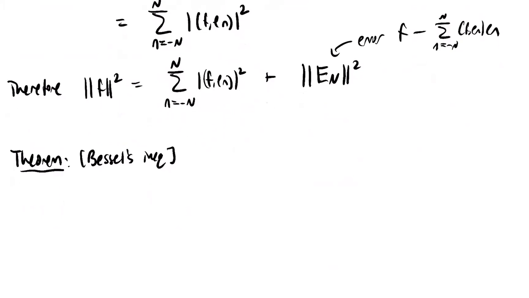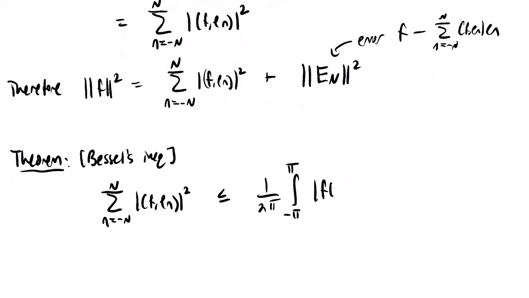And so the theorem is the following. If I look at the sum from n equals minus N to N of my Fourier coefficients squared, this is less than or equal to the L2 norm of f, 1 over 2 pi integral from minus pi to pi of the complex absolute value of f squared, right? This just follows from the fact that this term is bigger than or equal to the sum. Like if you have a sum of two positive numbers, it's always bigger than or equal to one of the two, right?